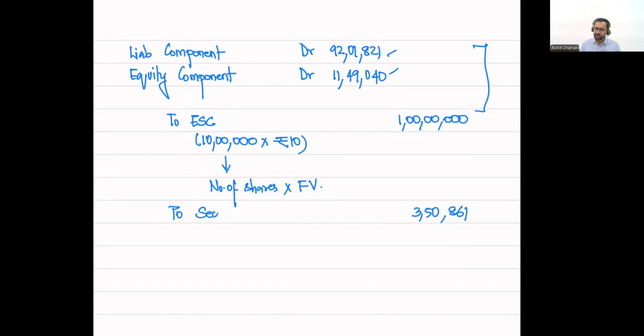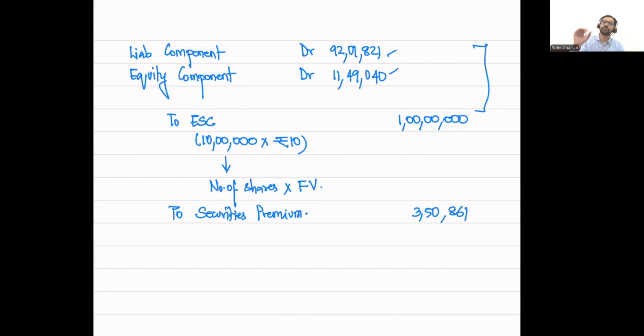I will be crediting this to securities premium or share premium. The difference is going to be recognized as a credit to securities premium. Share capital will be recognized at face value. Any difference, if it is a credit, will be adjusted to securities premium. It is as if I've received an amount at a premium, and therefore I recognize a securities or share premium.